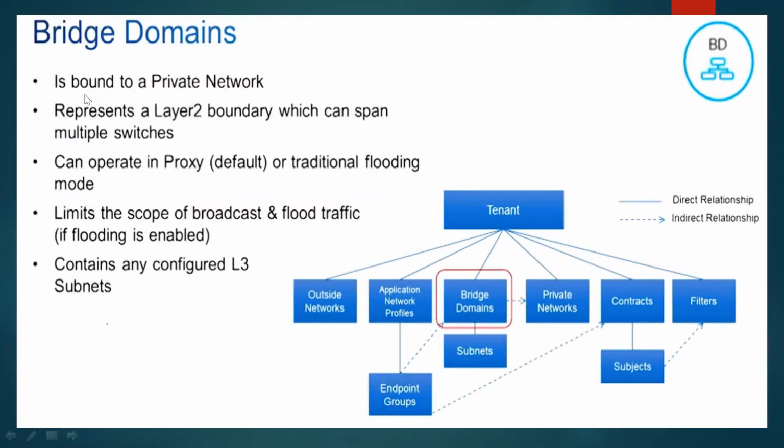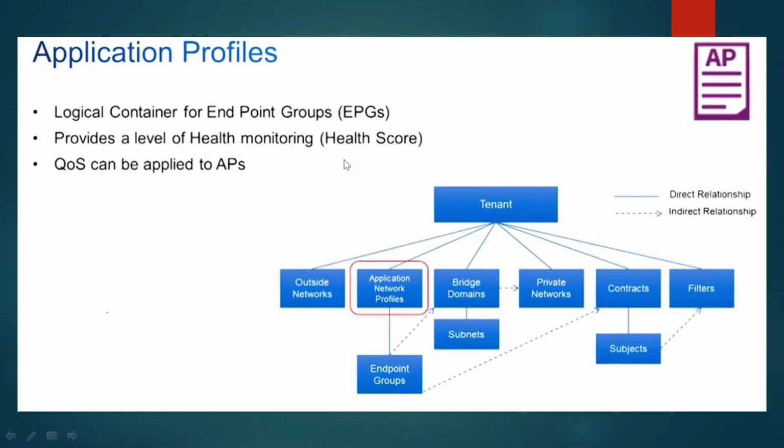We have bridge domain, which is bound to a private network, that is the VRF, and represents an L2 boundary which can span across switches, can operate in proxy mode, that is the default mode, or traditional flood mode, limits the scope of broadcast and flood, and contains any layer 3 subnets as well. So bridge domain is also very important because whatever endpoint groups you have, you are mapping towards the bridge domain to get the gateways. Then we have application profile, the logical entity.